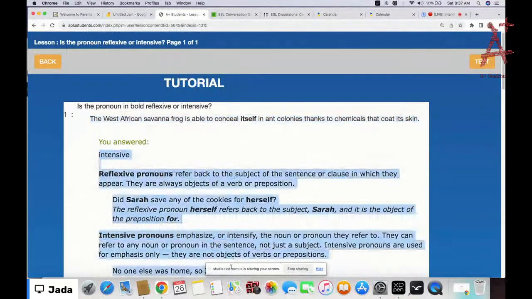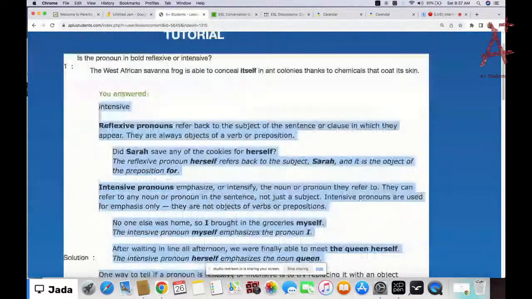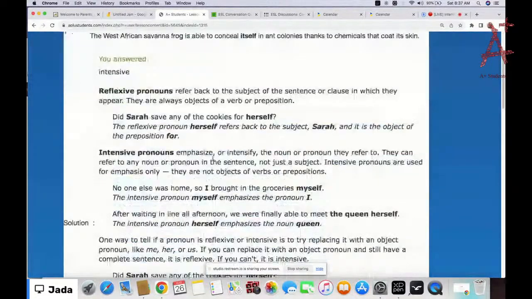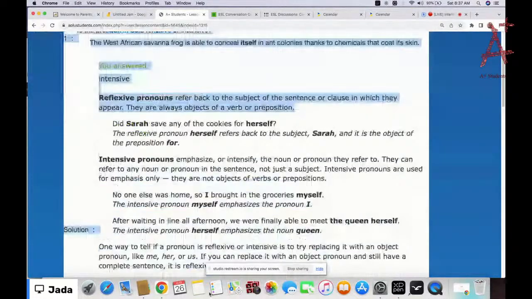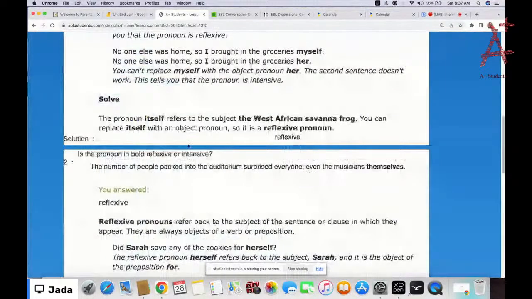What object pronoun do you think we can replace it with and it's going to work? Do you have any idea, everybody? Because if you replace it with an object pronoun, it works. So it is a reflexive pronoun.